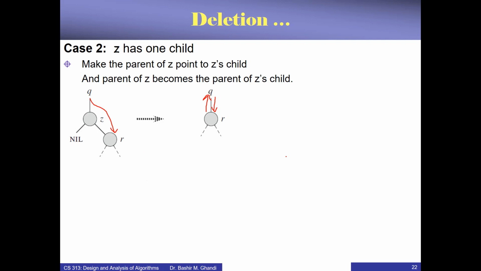What about if it has a left child instead? Very similar. Just make the parent go to the child and let the child have this parent as its parent. No longer Z is the parent, it is this one. So this is what you will have. So this is the case where the delete node has only 1 child.